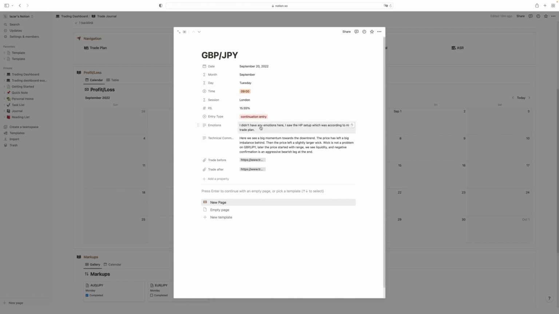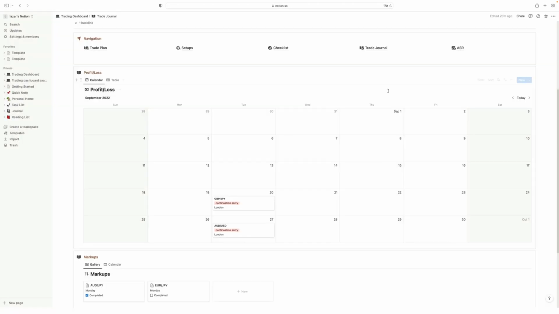So maybe over the course of 2 months, you're going to see that you're making a little bit more losses when you're trading in London session, and maybe you're more profitable when you're trading in New York session. So those little things, believe me, are going to help you tremendously. So really important thing, guys.